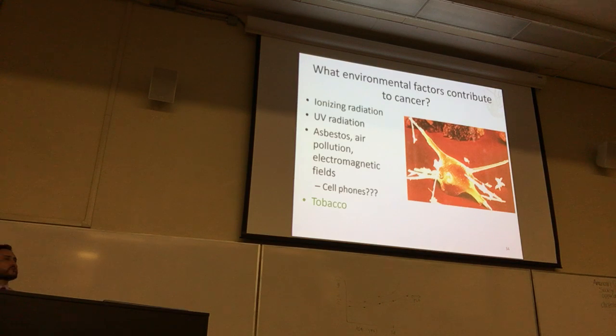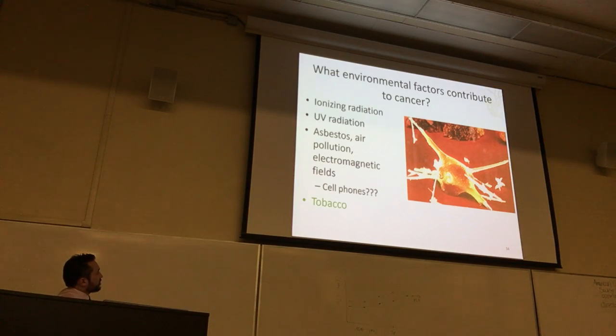Ionizing radiation comes from all sorts of different sources. There are some theories about ionizing radiation around power lines and around your cell phones, but a lot of that data still remains undetermined. UV radiation, which is obvious from the sun. Things like asbestos or air pollution, or electromagnetic fields around power lines that might actually collect some of that air pollution.